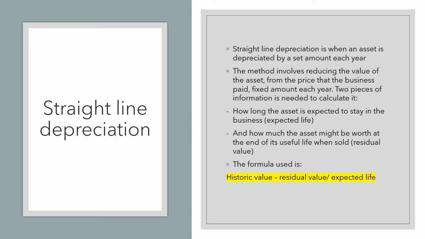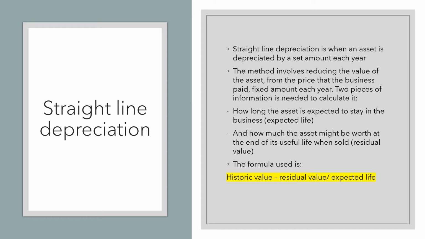There are two methods to depreciation. The first one is straight line depreciation. Straight line depreciation is when an asset is depreciated by a set amount each year. This method involves reducing the value of the asset from the price that the business paid, which is the fixed amount, and two pieces of information are needed to calculate it.